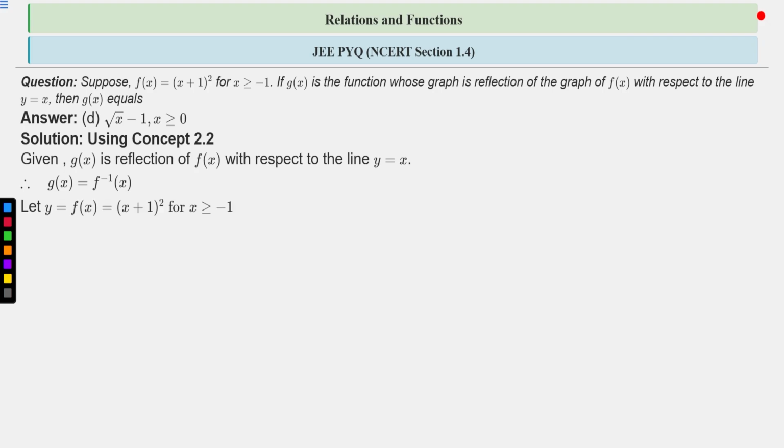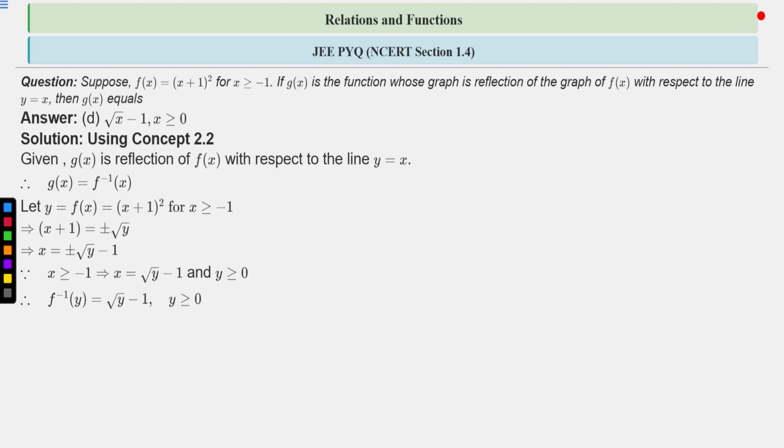So let y is equal to f(x), which is equal to (x plus 1) whole square for x greater than or equal to minus 1. Let x plus 1 be equal to plus minus root y. So x will be equal to plus minus root y minus 1. Since x is greater than or equal to minus 1, this implies x is equal to root y minus 1, and y is greater than or equal to 0.